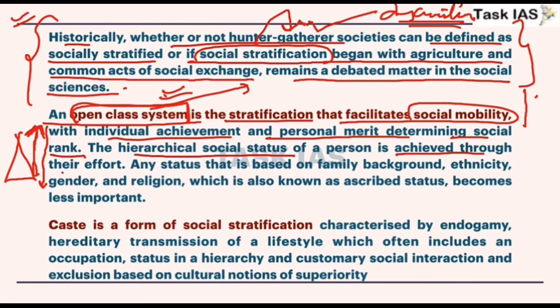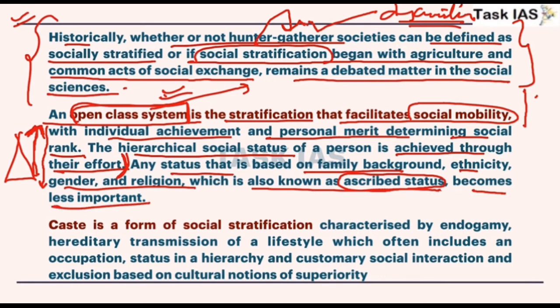So the open class system gives opportunity to an individual, and status that is based on family background, ethnicity, gender or religion, which is also known as ascribed status, becomes less important. In the open class system, the focus is on individual achievement, and any inherited status which is ascribed by birth, maybe because of his birth in a royal family, because of his gender or because of his religion, these are here secondary factors. They have less importance in case of the open class system.